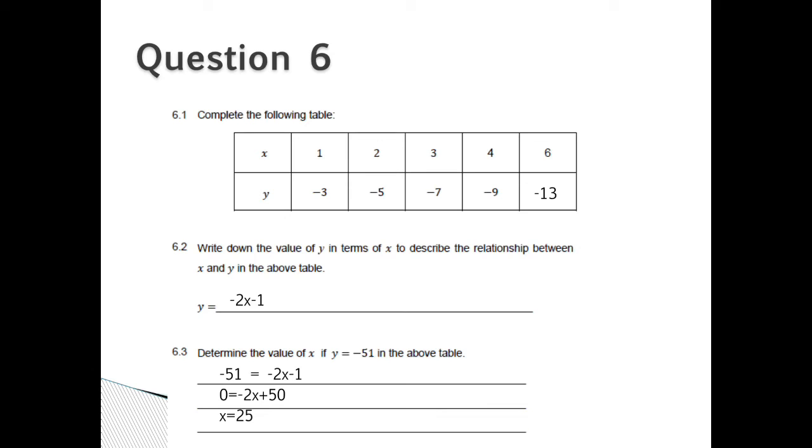In 6.3, if you have to determine the value of x if y is equal to negative 51, you will substitute negative 51 for y. So negative 51 is equal to minus 2x minus 1. 0 is equal to minus 2x plus 50, and x will equal 25.